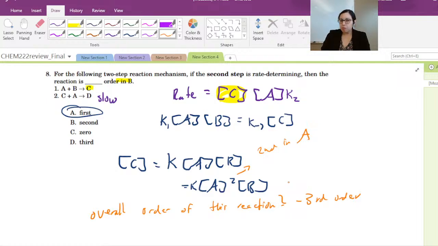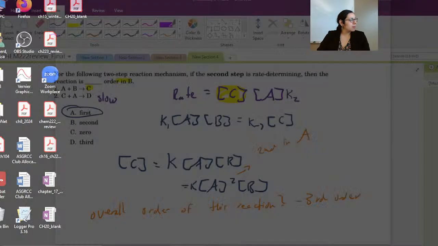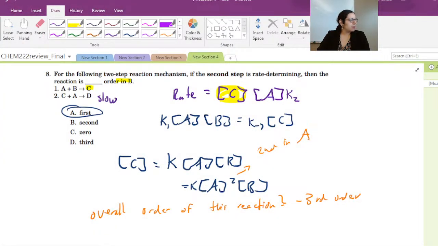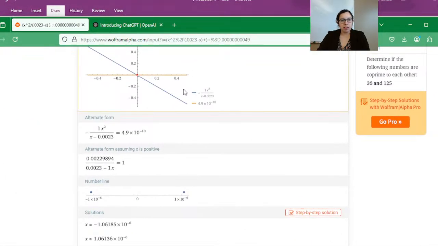All right, that might be a good place to take a little break. Think about what other questions and types of problems you're going to go over. I'll put some problems up. We'll probably look at more rate laws stuff, but if you have questions, ask.